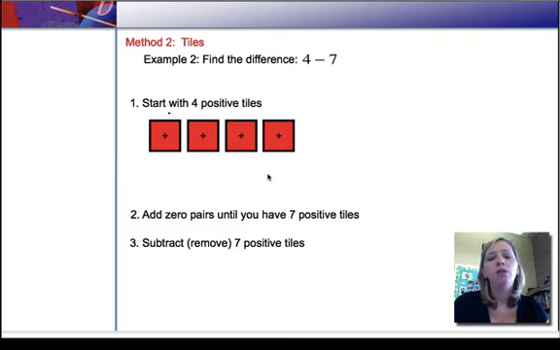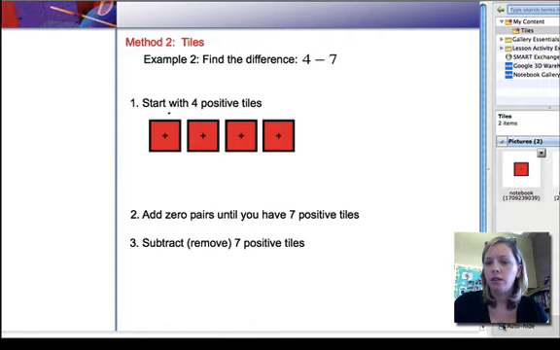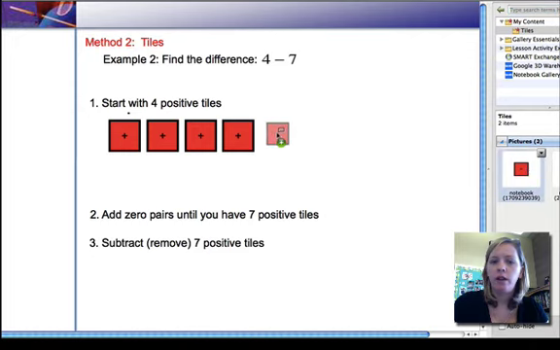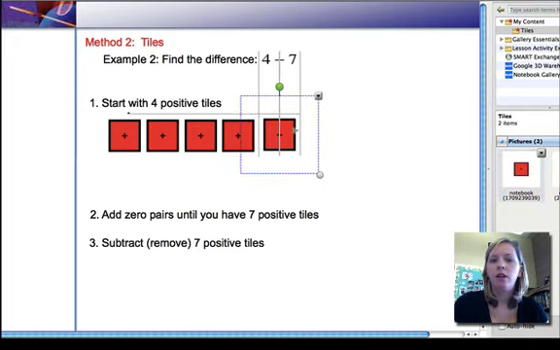So what we're going to do is add zero pairs until we have 7 positive tiles so that I can take them away. Alright, so let's do this here. We'll add a positive, okay, and we'll add a negative.